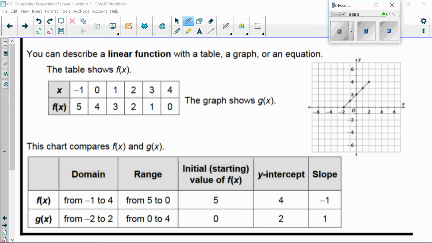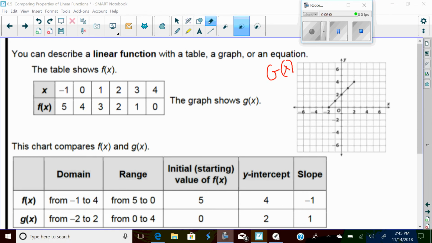Okay, now we're still comparing the properties of linear functions, but this time we're comparing them between a graph and a table. When comparing these two, the table and the graph, you want to break them down individually and look at each one. So the f of x is the table and the g of x is the graph. I'm going to start off with explaining the g of x, the graph.